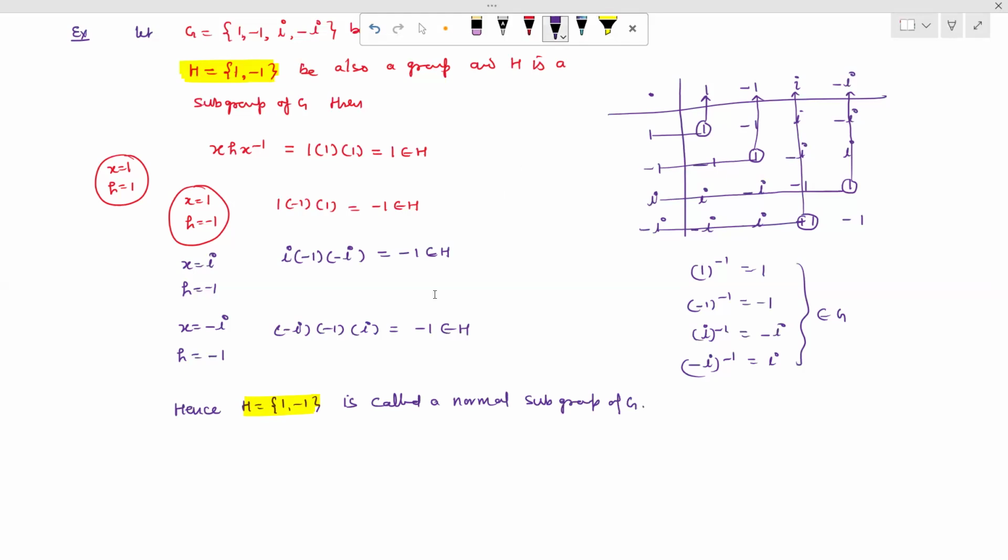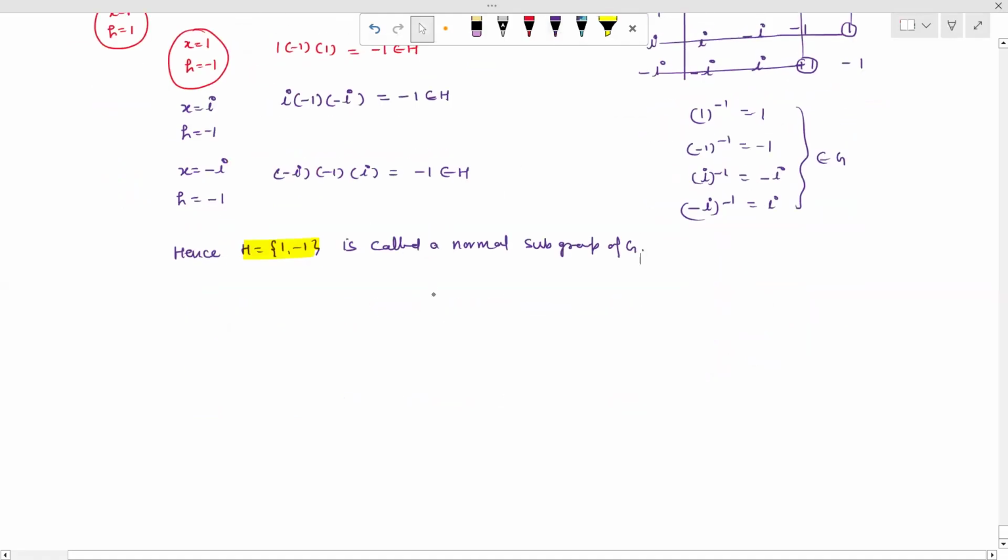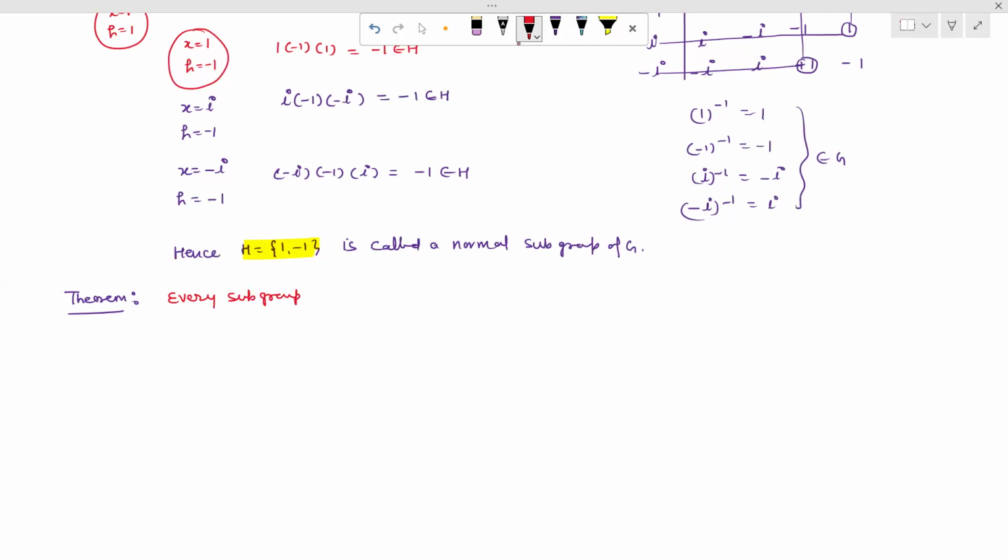Now we move to the next theorem. This is also an important theorem related to normal subgroups. The statement of this theorem is: every subgroup of an abelian group is normal. Every subgroup of an abelian group is normal. So we are proving this theorem.